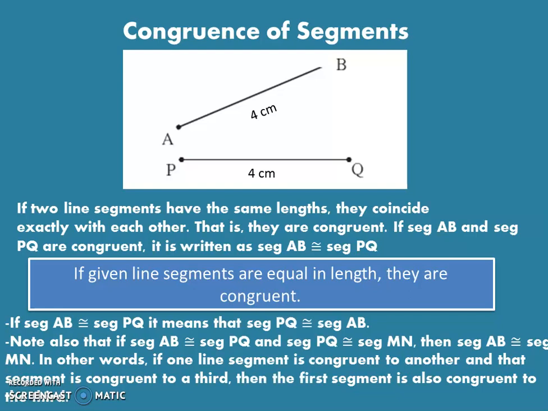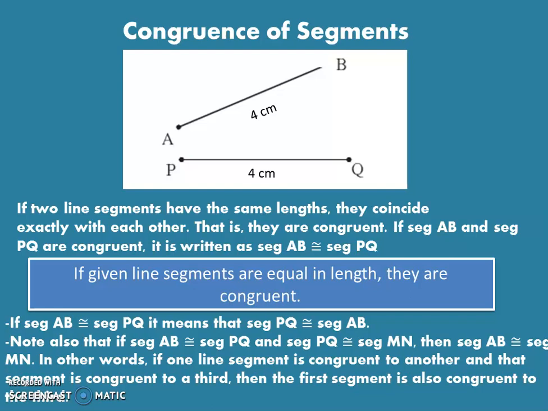Students, in the figure you can see two line segments AB and PQ. The length of segment AB is 4 cm and the length of segment PQ is also 4 cm. That is, both the line segments have exactly the same length. So, if I place segment AB over segment PQ, they will exactly coincide with each other. Such line segments are said to be congruent line segments.